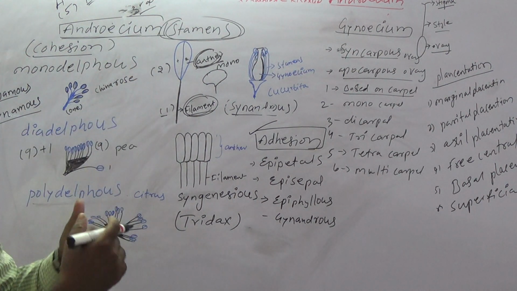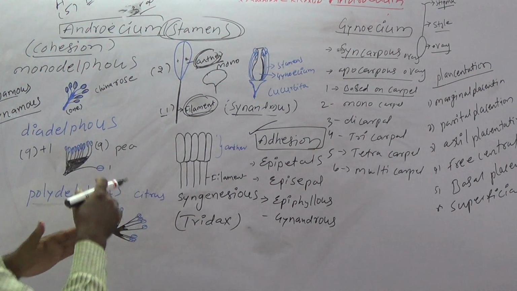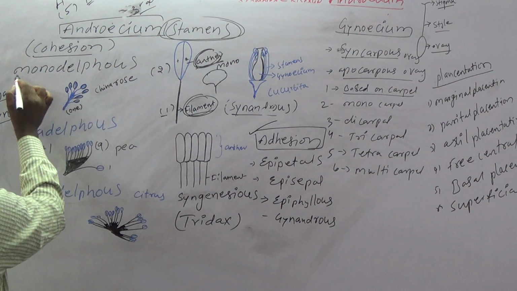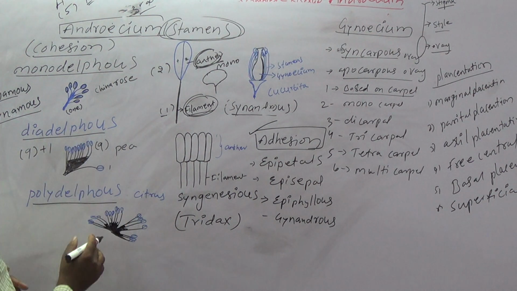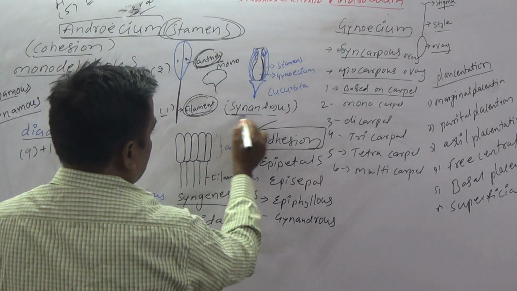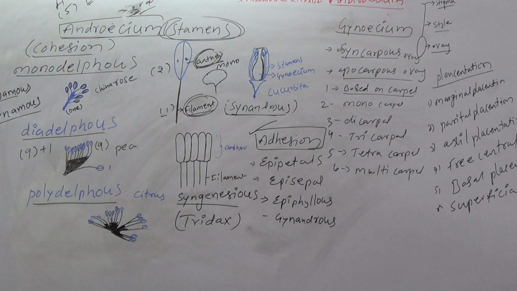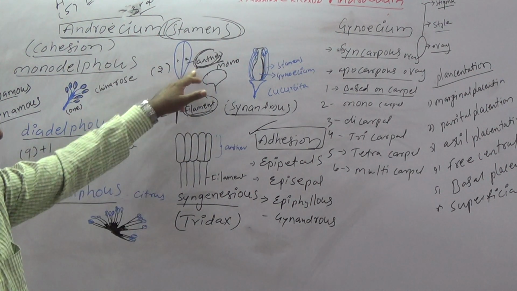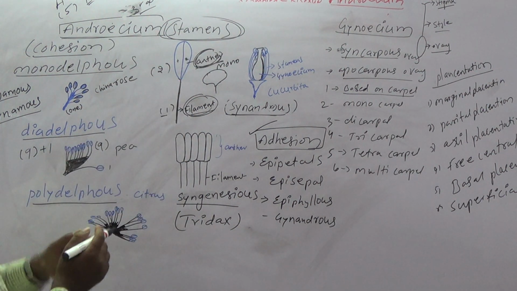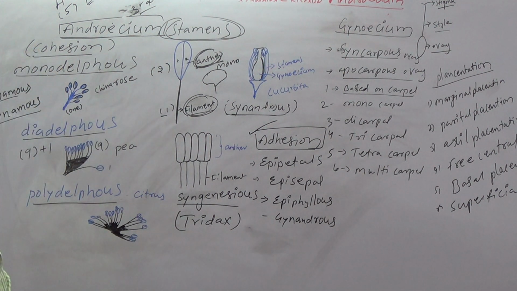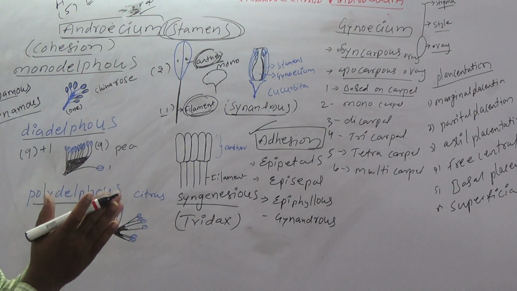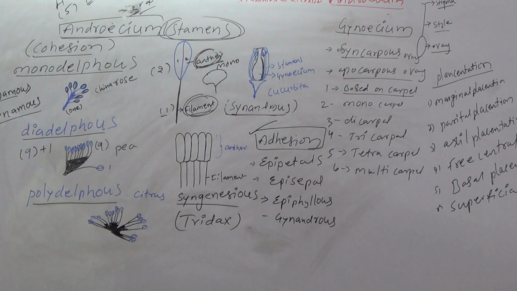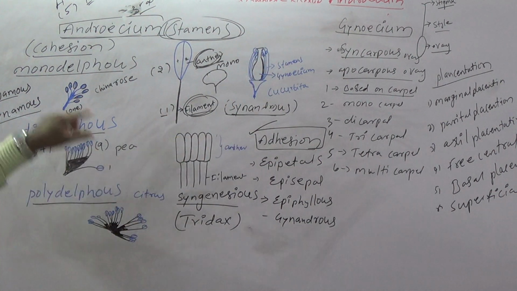So based on the union of staminal parts, there are 3 types: monodelphous, diadelphous, polydelphous. Another two are syngenesious and synanthus. Students, when the staminal parts, filaments and anthers, are united, it is called cohesion. Cohesion is the attraction of the same molecules. Same molecules are united, that is called cohesion. Adhesion we will discuss next. First we discuss cohesion.